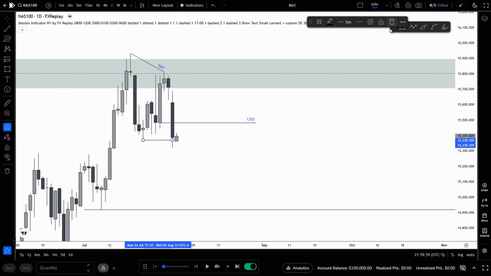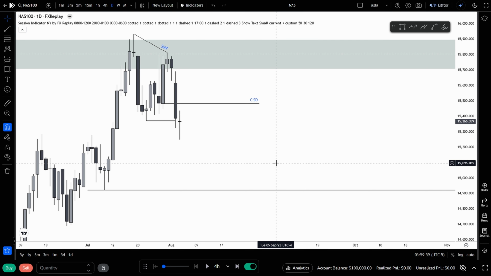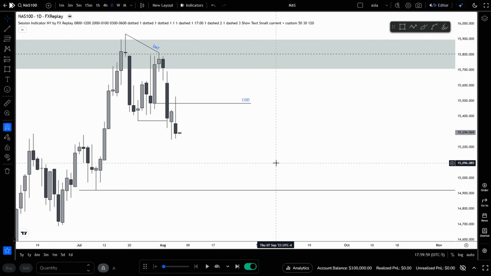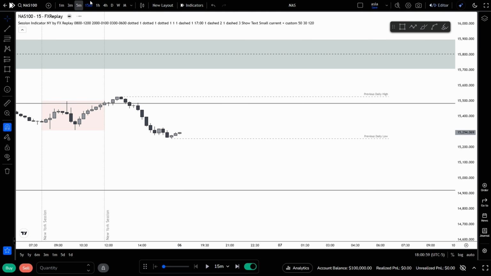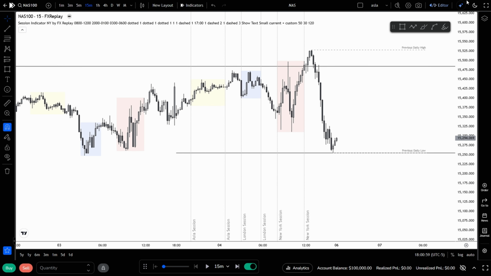Here we get displacement down and a close below these up-close candles. Ideally, after that displacement, I want to see price retrace before continuing lower. And that's exactly what happens. We retrace into this area and then begin trading lower. Using the next day model, I can now look for price to reach previous day low. So let's drop down to the lower time frames and see how session liquidity plays into this.